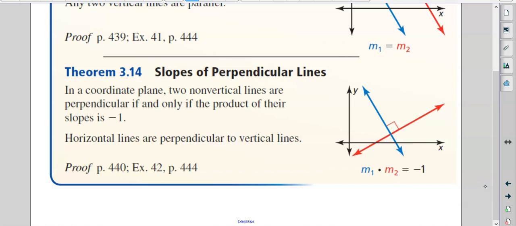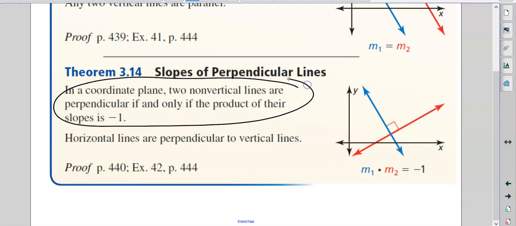Slope of perpendicular lines, which we've already covered before. Perpendicular lines have a 90-degree angle. And what we just talked about, again, opposite reciprocal. Okay, this is a fancy way of saying opposite reciprocal. So if it's 3/4 for one, it's going to be negative 4/3 for the other. If it's positive 2 for one, it's going to be negative 1/2, because it's really 2/1, right, for the other.